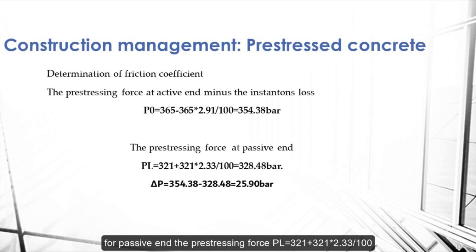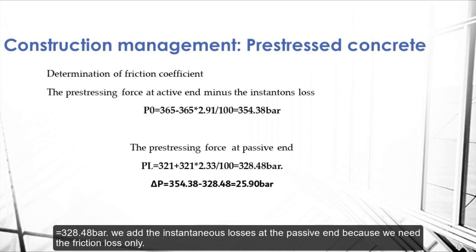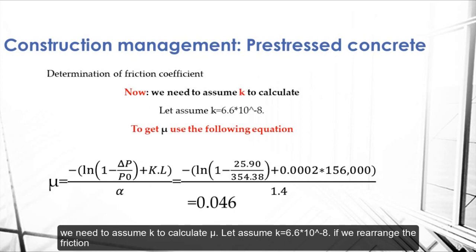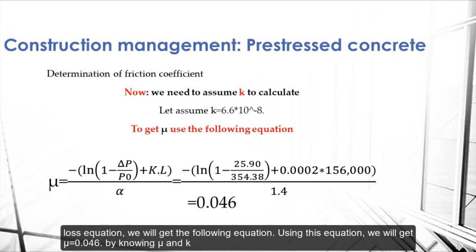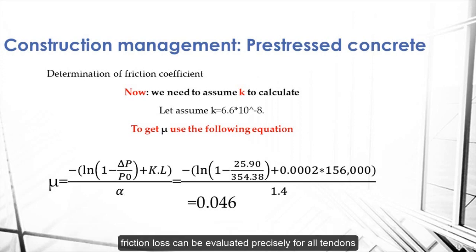For passive end, the pre-stressing force equals 320 plus 320 times 2.33 divided by 100, which is equal to 328.48 bar. We add the instantaneous losses at the passive end because we need the friction loss only. We need to assume k to calculate mu. Let's assume k equals 6.6 times 10 to the minus 8. If we rearrange the friction loss equation, we will get the following equation. Using this equation, we will get mu equal to 0.046. By knowing mu and k, friction loss can be evaluated precisely for all tendons.